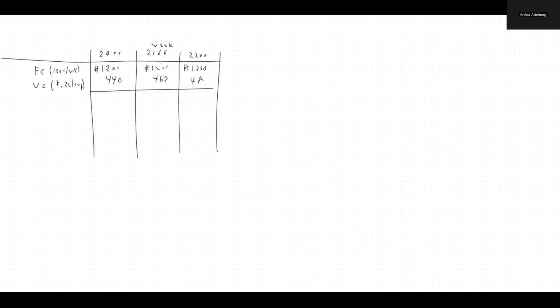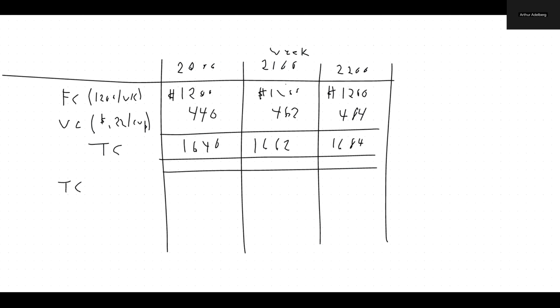So then we compute total cost. And because it's a combination of fixed cost and variable cost, it's a number that can get us in trouble. I would not use 1640 for decision making, nor would I use 1662 or 1684. Because when we're asked to unitize the total cost, we get a number that's very misleading.